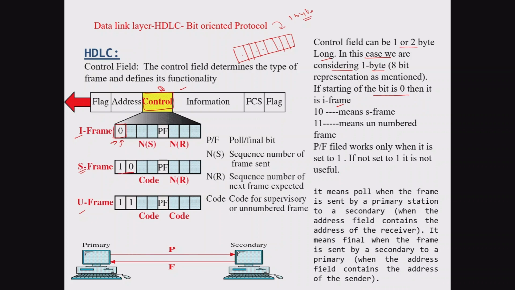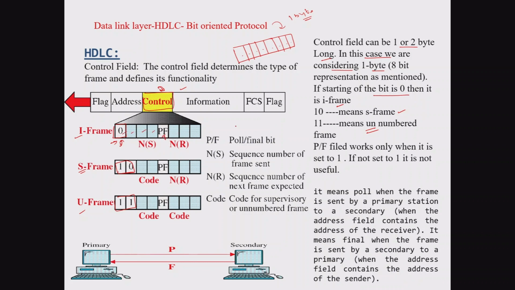Suppose the last 2-bit value is 1 0, it means that the S frame is activated. If the last 2-bit value is 1 1, it means that we will have the U frame, or unnumbered frame. Out of this, 1 bit is for identification. Next we have something called the 7 more bit, so this was 0 1 2 3 4.